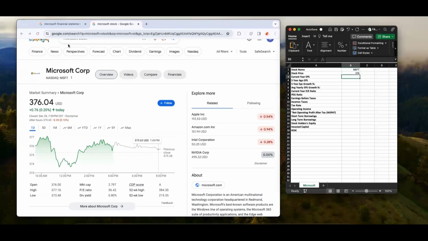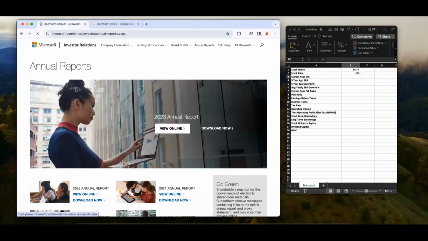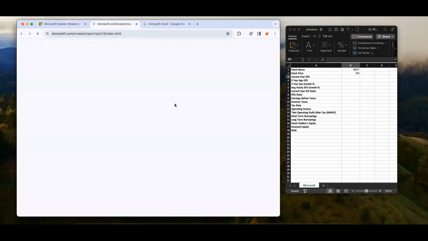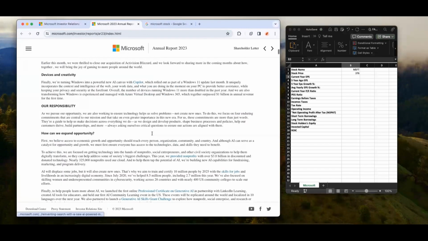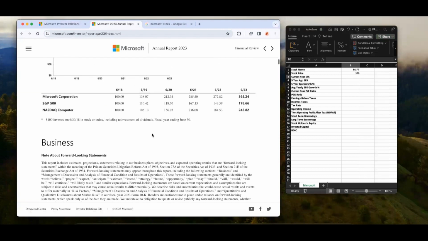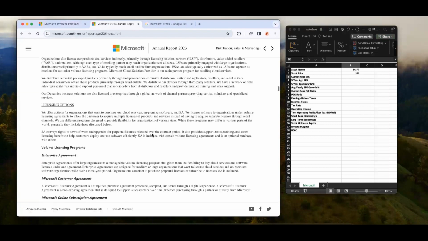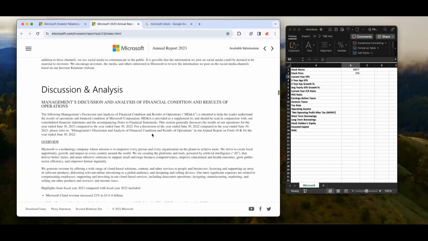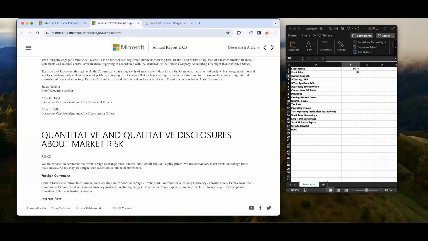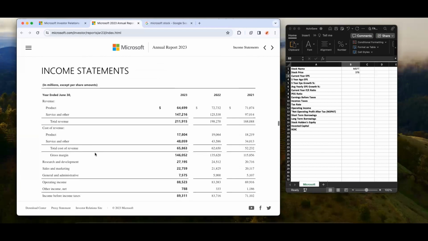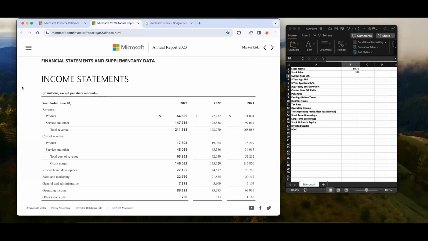The current EPS we can find from the current financial statement. We can go to Google, find the annual report, and then scroll down and find the income statement. From there we can get that information. It would be under quantitative and qualitative disclosure for the market risk, and there is the financial statement and supplementary data, the income statement.